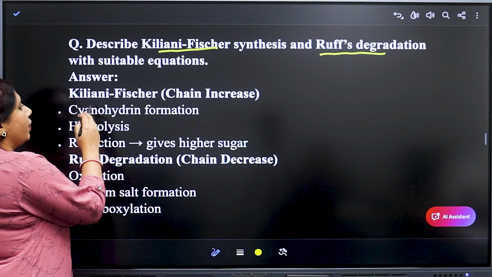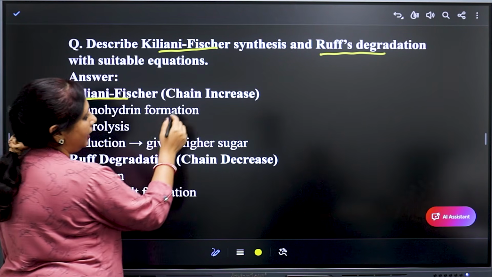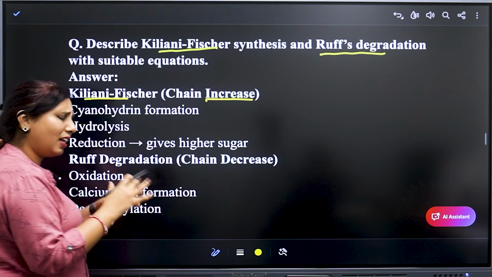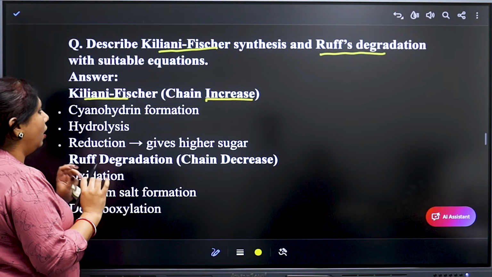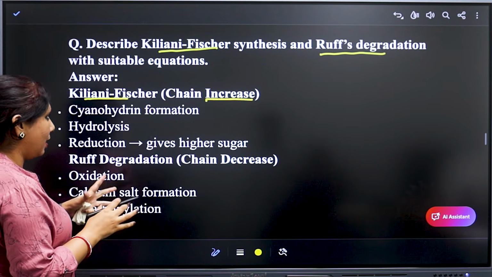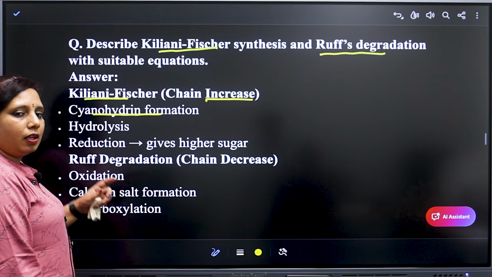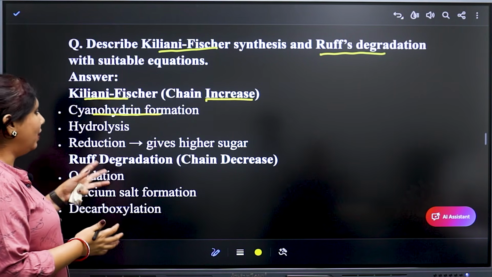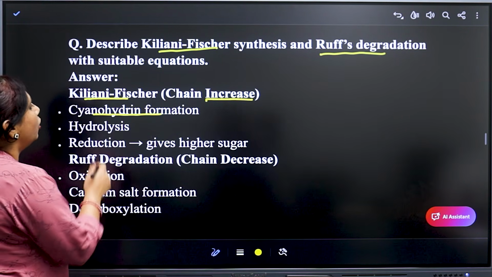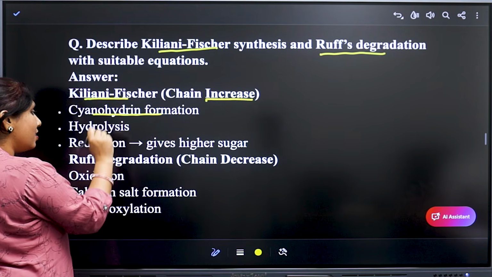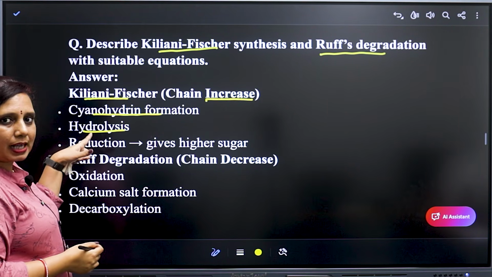So let us see. You can remember Kiliani-Fischer synthesis as chain increasing reaction. That means the number of carbons in the chain can be increased by this reaction. Now here there are some special steps in this synthesis. The first one is cyanohydrin formation. So glucose or any aldose will react with cyanide ion to give cyanohydrin. The next step is hydrolysis.